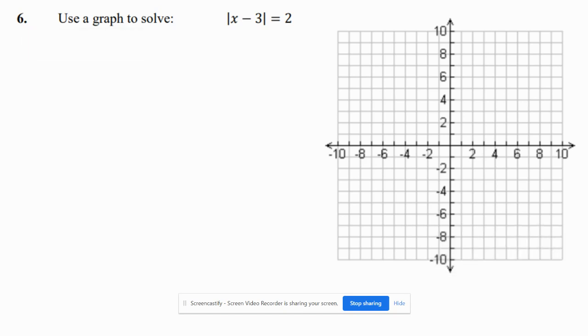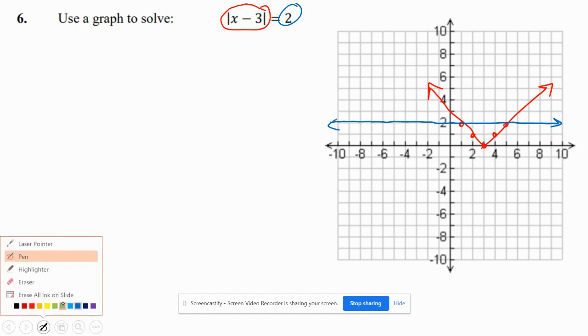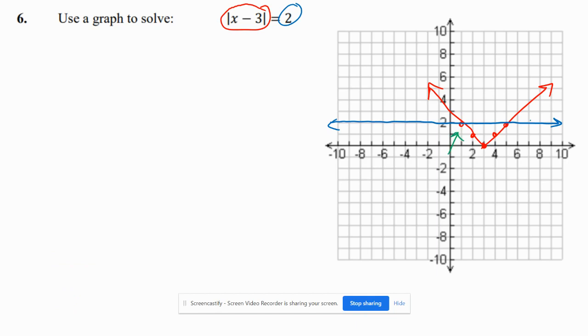Okay, so let me graph these by hand real quick. The one on the left will start here. And then the one on the right, 2, is technically the equation y equals 2, which is going to be a horizontal line going through the y value 2. Okay, so again, what we're interested in here is the points of intersection. So we're going to be looking at this point right here and that point right there.